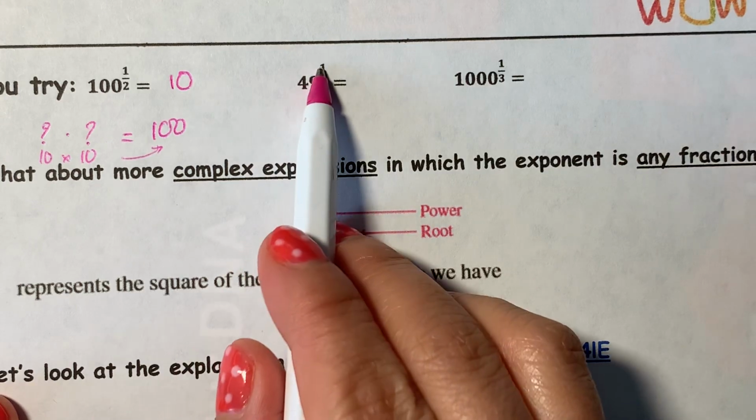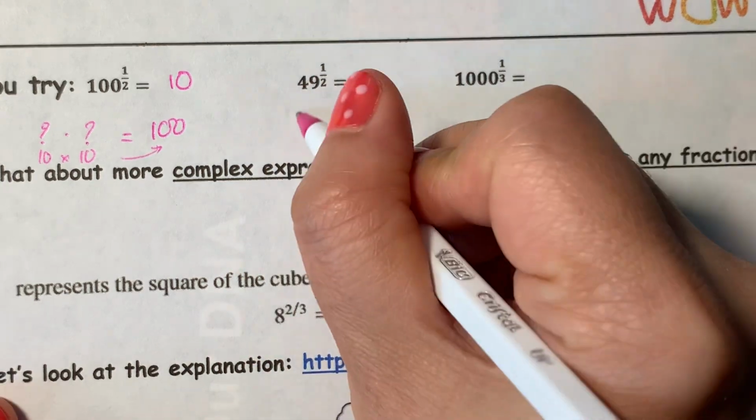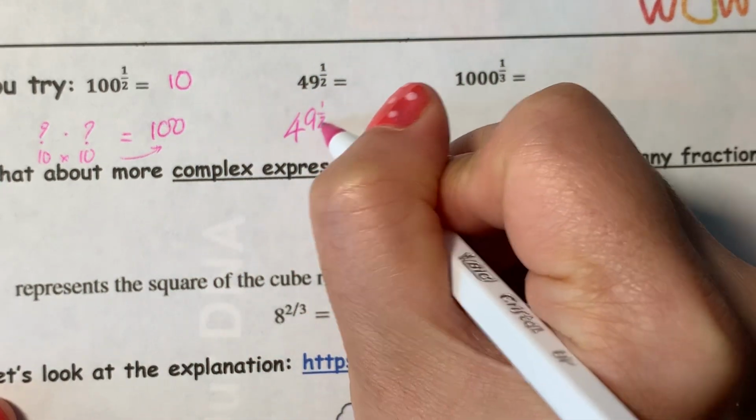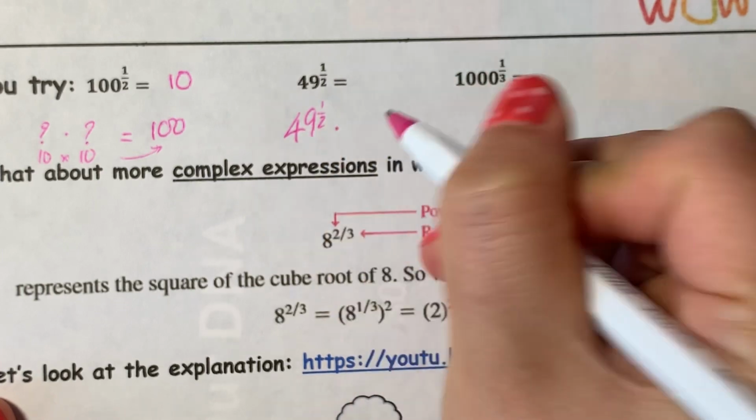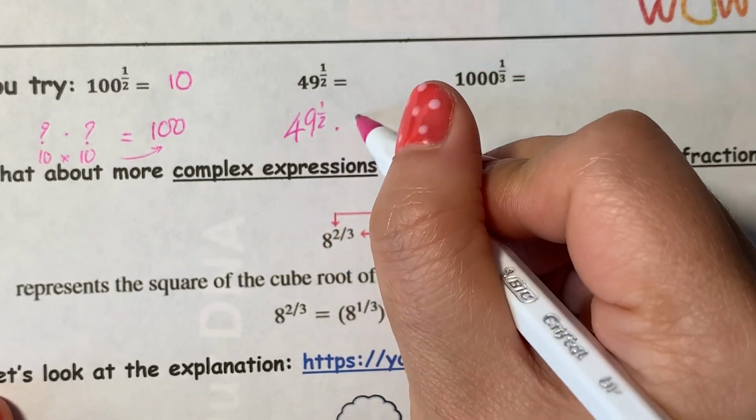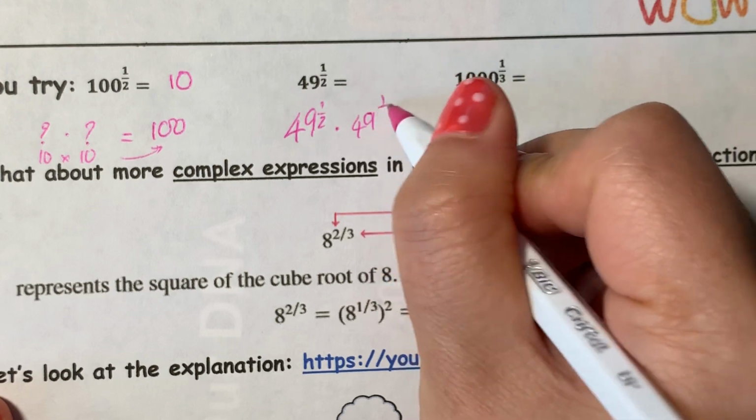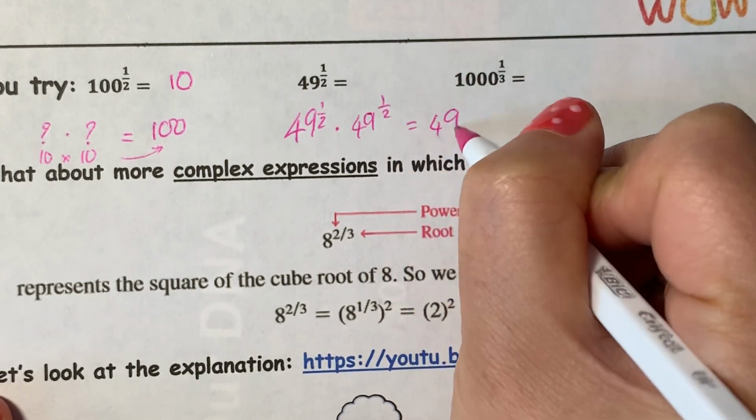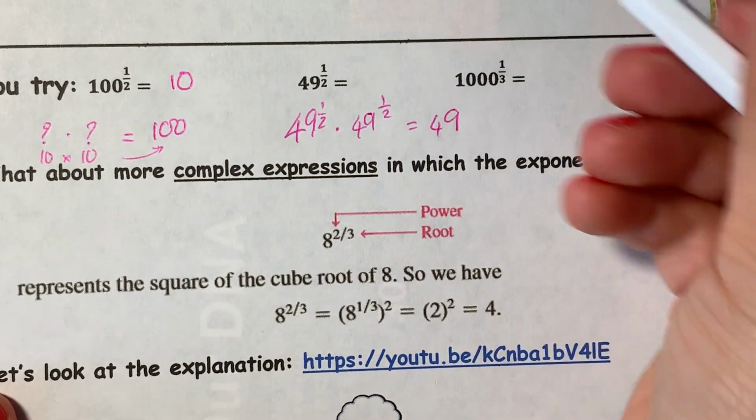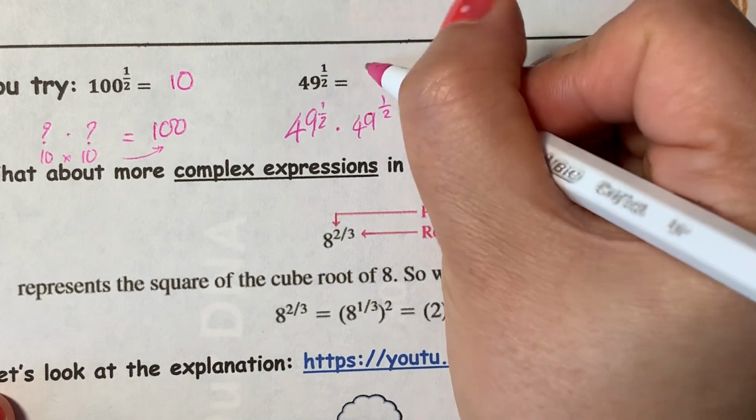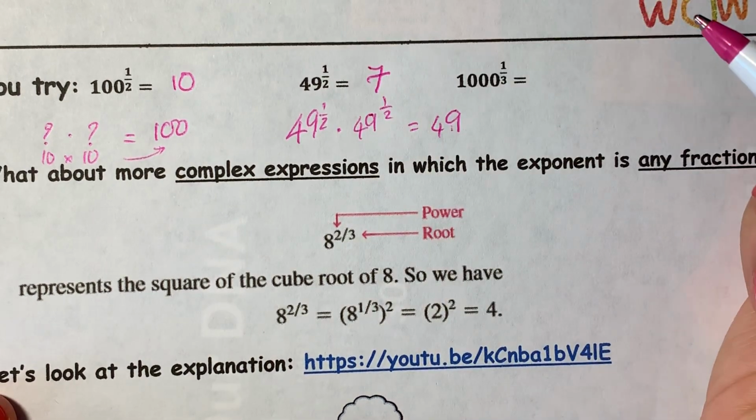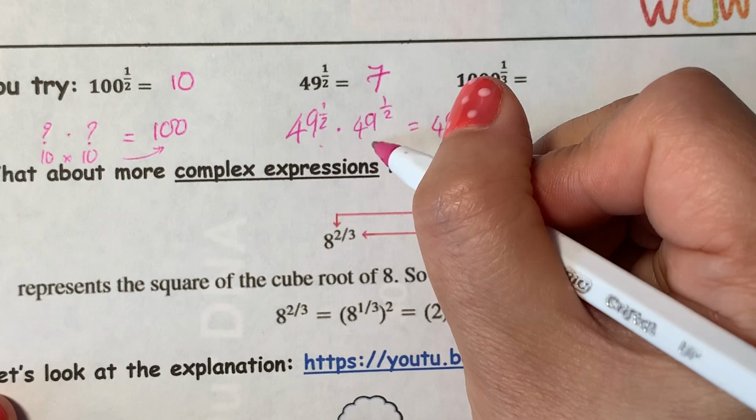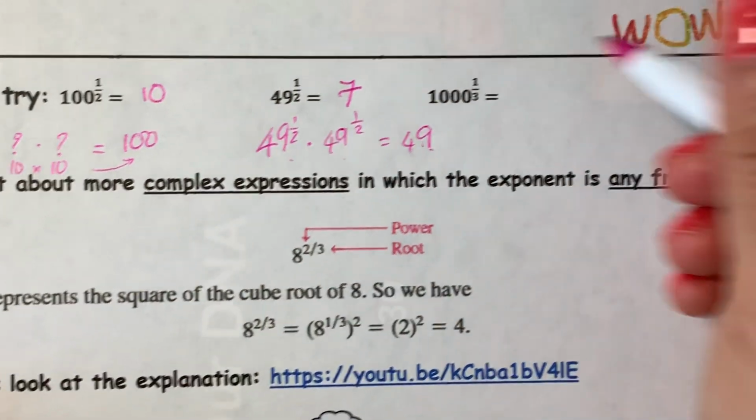Okay, 49 to the 1/2. 49 to the 1/2 means it's a half, right? So you've got to multiply by exactly the same thing to give you 49. So what is the root of 49? That will give you 7, because 7 times 7 will give you 49.